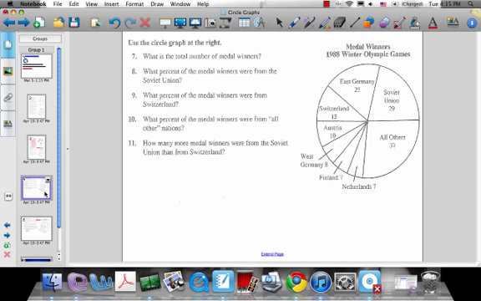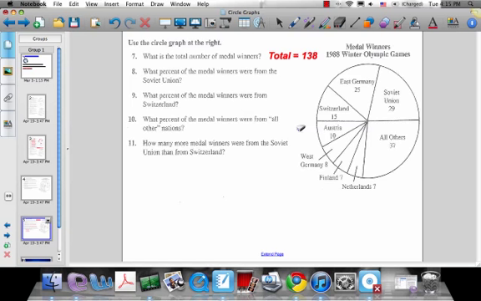Whenever they give you pieces, like in this pie chart, medal winners in the 1988 Winter Olympics: East Germany was 25, Soviet Union was 29, all others were 37, Netherlands were 7, Finland was 7, West Germany was 8, Austria was 10, and Switzerland was 15. Well, the first thing I do is add every single one of these medals up, and what I end up getting is 138 total medals.